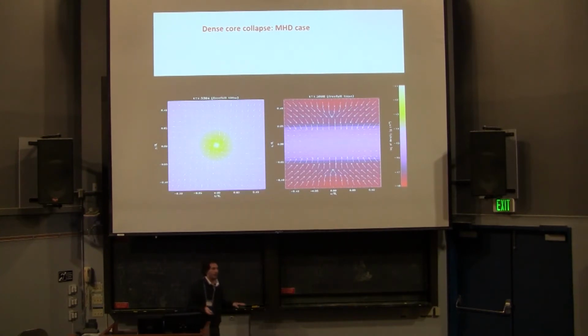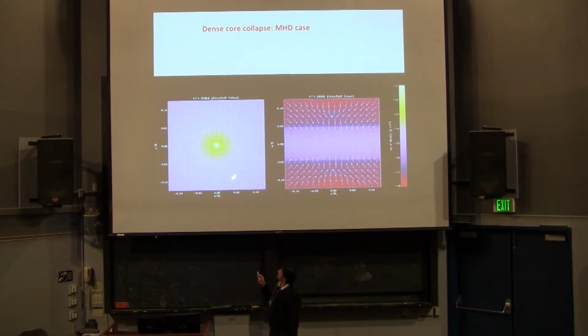Everything is identical otherwise. And here the strength of the field is considered sort of strong, in the sense that it is two times below the value you need for the magnetic field to compensate gravity. So if the field was two times larger, the core could not collapse because the magnetic field would compete with gravity. Here it's two times weaker. Still, the field is considered strong, and it's comparable to the values which are typically observed in the interstellar medium.